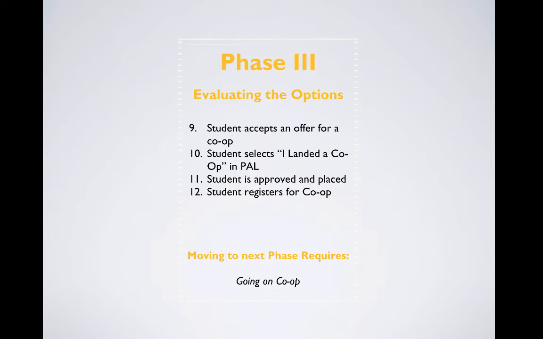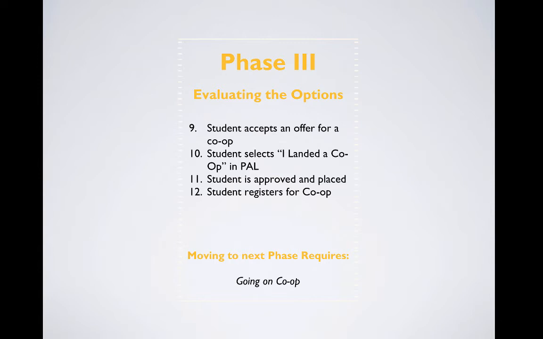But once you've got that offer and you've accepted that offer, either verbally or in writing, a verbal offer is binding for co-ops. Once you've accepted that offer, you're going to log back into PAL and click a button that says, I landed a co-op. It's a big blue button in PAL. You can't miss it. That triggers a system where the advisor goes in and approves that placement, which also goes to the employer. So if you logged into the wrong job, an employer will notify us that that was an inaccurate selection or what have you.